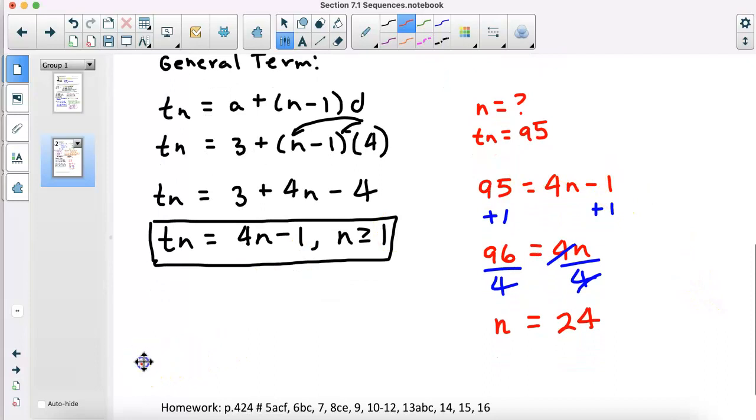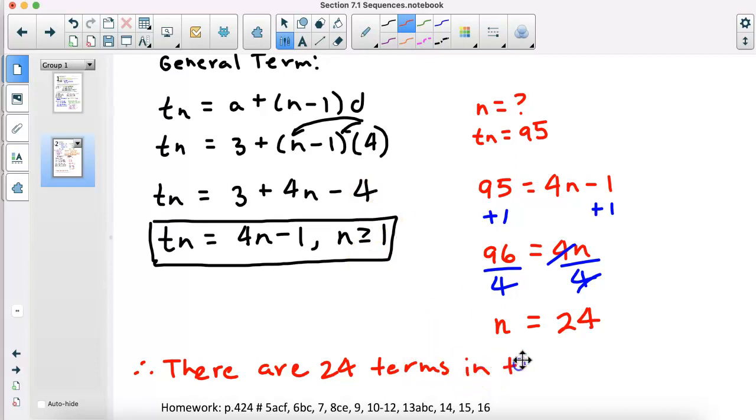So what we can conclude is that there are 24 terms in this sequence.